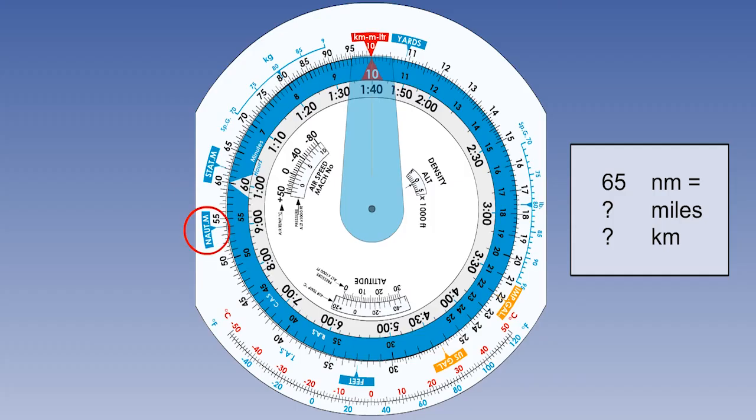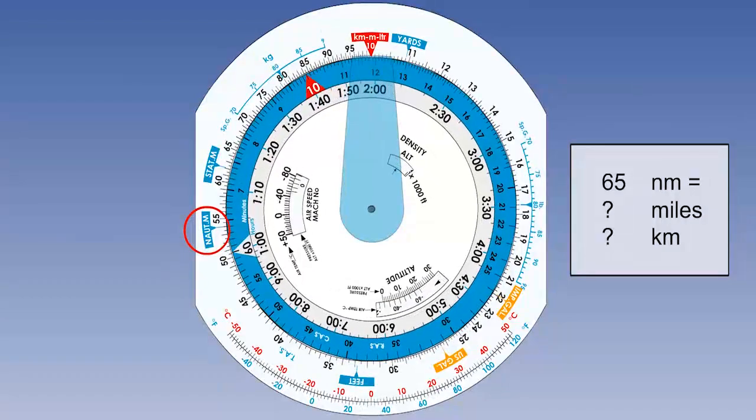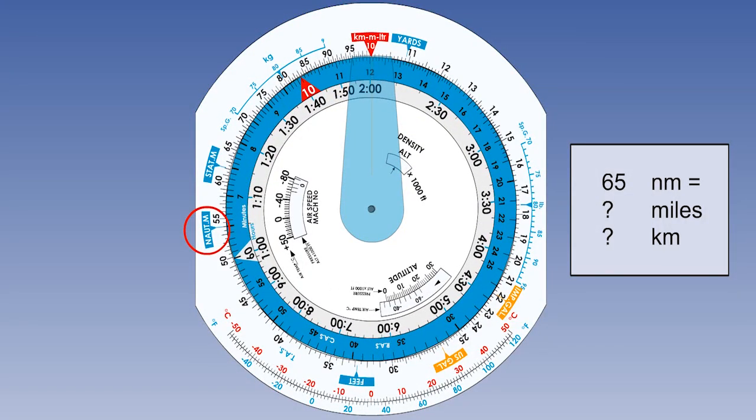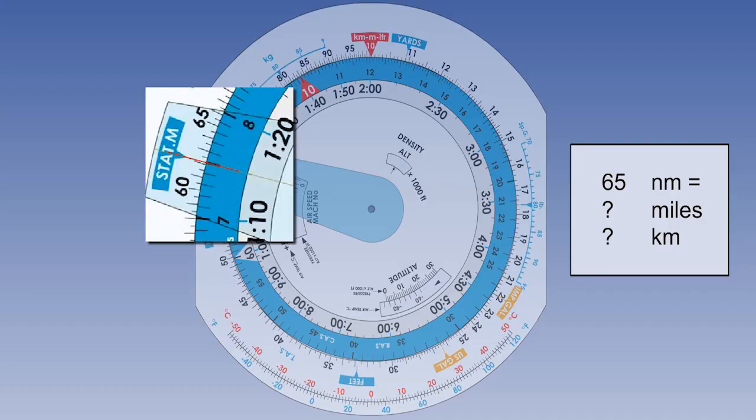Initially, place 65 on the inner scale under the blue naut-m index marker on the outer scale. We would advise that full use of the cursor is necessary for accuracy of alignment in this particular exercise. Move the cursor over the stat-m index marker on the outer scale and read off 75 on the inner scale. Our rough answer puts us in the region of greater than 65, so our answer is 75 statute miles.